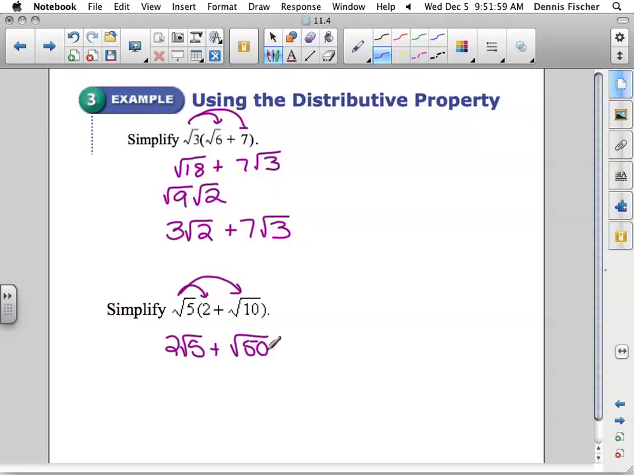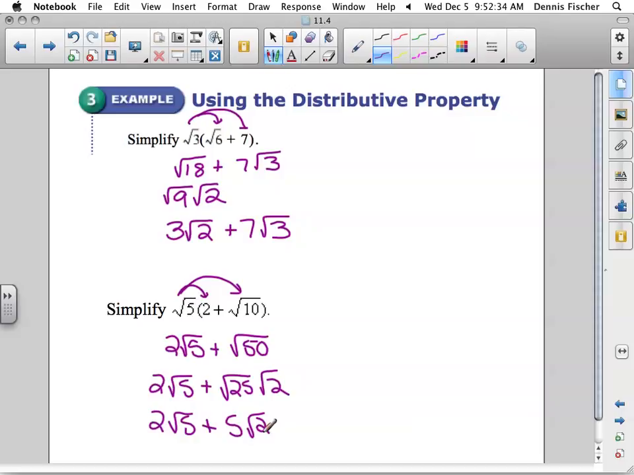Okay, 50 is 25 and 2. Would that one work? Yeah. Good. 25 and 2, because 25 has a square root of 5. So let's do 25 and 2. We get 2 square root of 5 plus the square root of 25 and the square root of 2, right? Now we have 2 square root of 5 plus 5 and square root of 2. Here I want to break it down as far as I can.